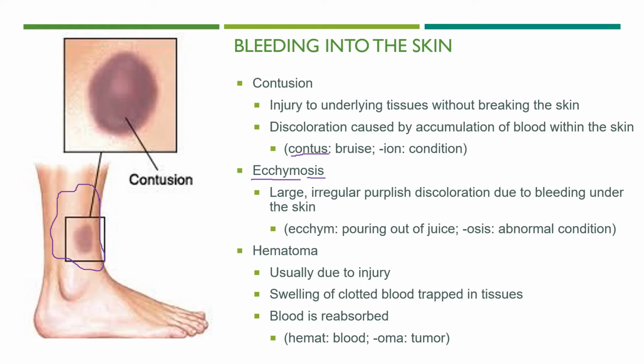And then the last one on this page dealing with bleeding into the skin is a hematoma. Now, if you've noticed, we've moved from small to bigger to biggest, basically. Hemat, blood. Oma is a tumor. This is like a large bump. It is no longer flat. It is a raised area that is due to the swelling and clotted blood underneath the skin.